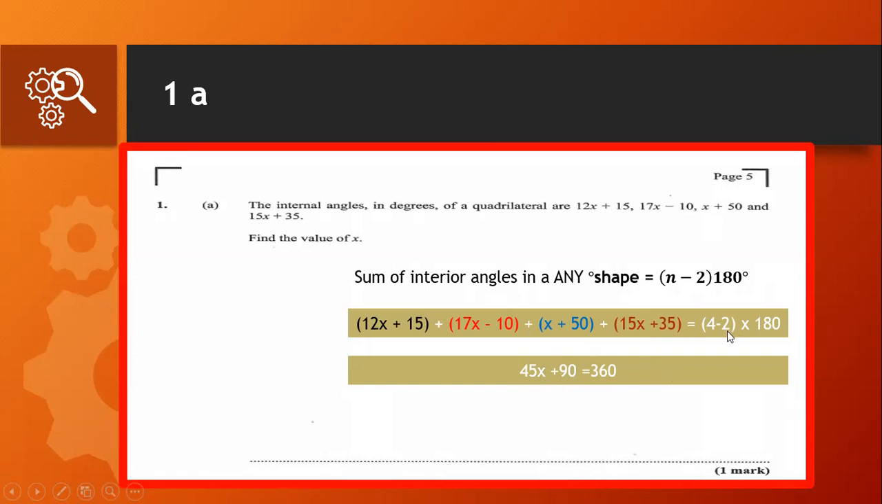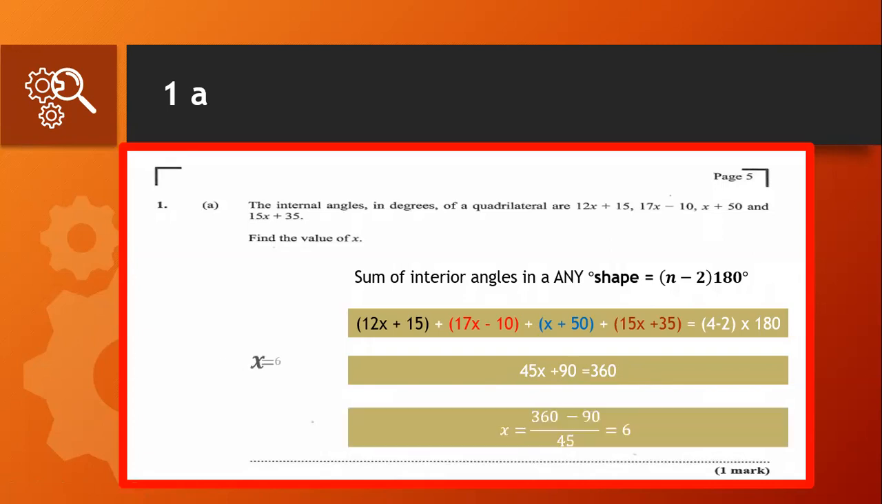Next, 4 minus 2 will give me 2, and 2 multiplied by 180 will give me 360. Any questions there? What's the next step? I'm going to make x the subject. So I'm going to put the 90 over on this side. So I'll get 360 minus 90, and then I'm going to divide the entire thing by 45x. So it should look something like this. When I do that, I will get 6. That's why x is equal to 6.